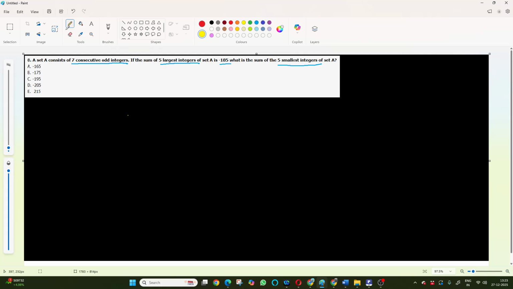So let's say those seven consecutive odd integers are A1, A2, A3, A4, A5, A6, and A7 in ascending order from left to right, okay? Which means A1 is the smallest and A7 is the largest. Now also remember that every next term in the sequence is two more than the previous term, right? Because these are consecutive odd integers.